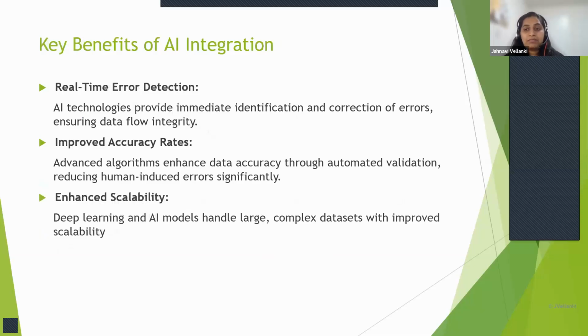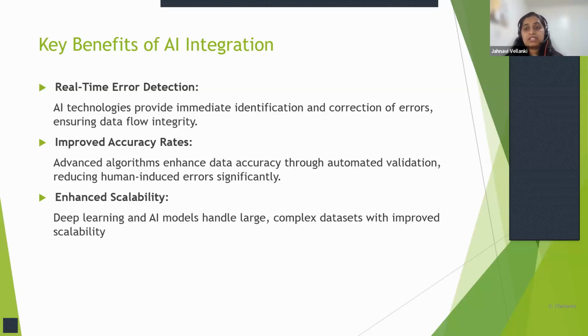As I've praised the AI in middleware, there are some of the key benefits that I can talk about with integration of AI. Real-time error detection, as we said, AI technologies provide immediate identification and correction of errors, ensuring the data flow integrity. Improved accuracy rates. The advanced algorithms enhance data accuracy through automated validation and reduce human-induced errors significantly. Enhanced scalability. So the deep learning AI models handle large, complex data sets with improved scalability.